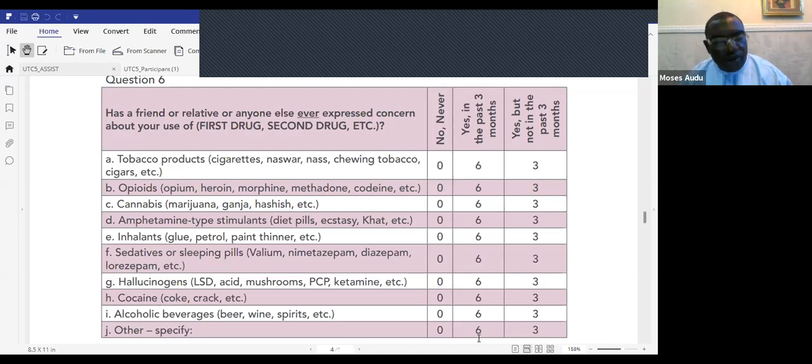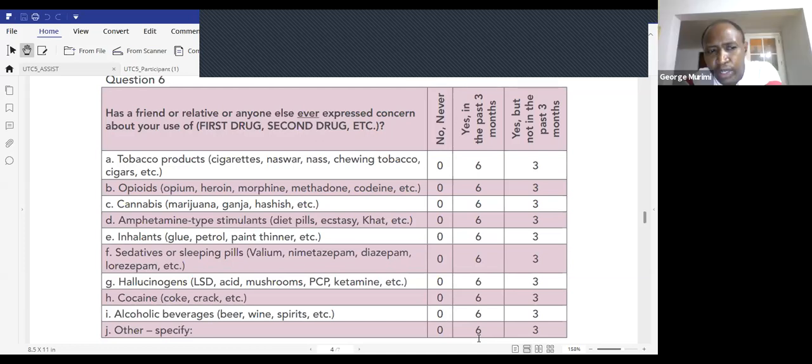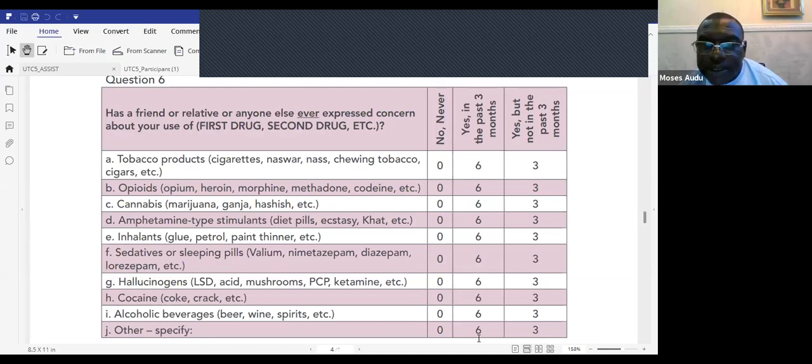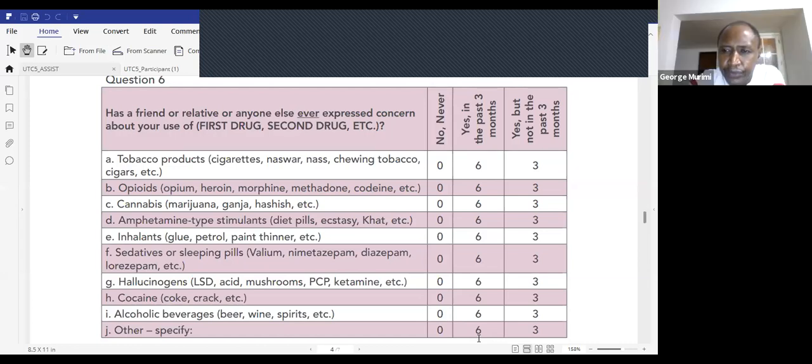What about with regard to cannabis? Has anyone or a friend or relative expressed concern about your use of cannabis in the past 3 months? Even for that one, since it's a private undertaking, they hardly know that I take it, so they have not complained. So nobody has complained about that? No relative or friend has complained. Okay.